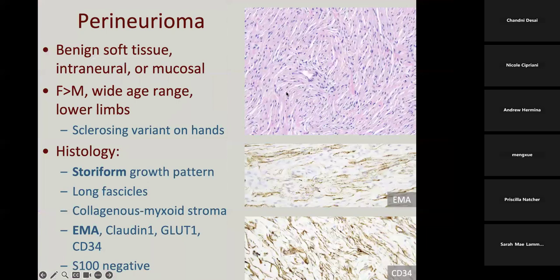Hybrid, sorry, no, this isn't hybrid. This is just plain perineurioma. Plain perineurioma tends to have very tightly packed storiform, fasciculated, nodular appearance, and expression of perineurial markers, here shown EMA and CD34. Remember, Claudin-1 and GLUT1 also positive, but because these are not Schwann cells, right? These are S100 negative. These can be in various sites, including mucosal and soft tissue of extremities.